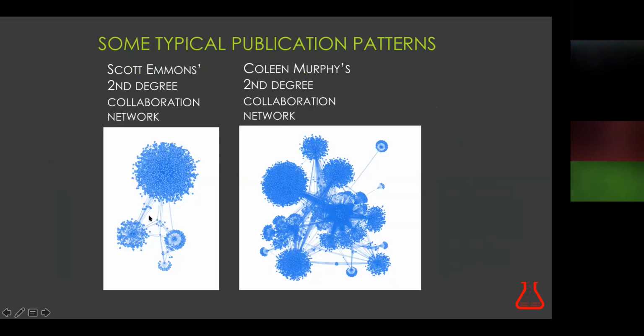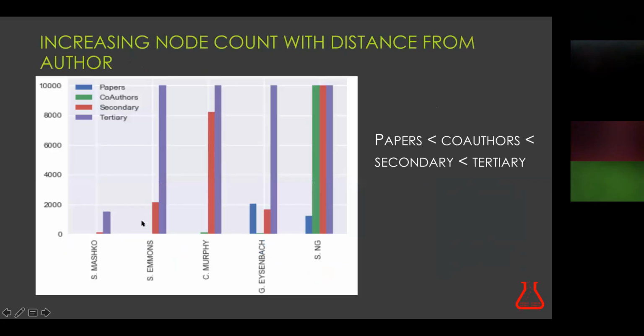A normal collaboration network has the central investigator here and then communities around it. This is Colleen Murphy. This is Scott Emmons. These are two of my mentors. And again, a normal collaboration network has an increase from the number of papers, and then they have more co-authors than papers, more secondary authors than papers, and more tertiary authors. So in sum, we have a linear increase from this to this. Now, we can do this for all the investigators in the database, and we see that there are outliers. Like this guy has way more papers than co-authors, and there's something strange about that.